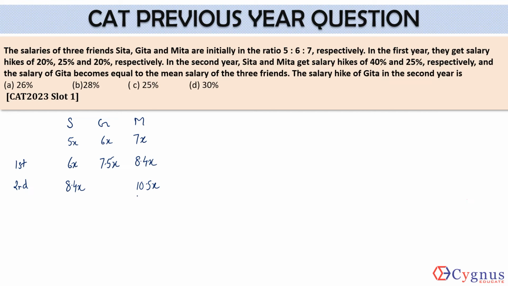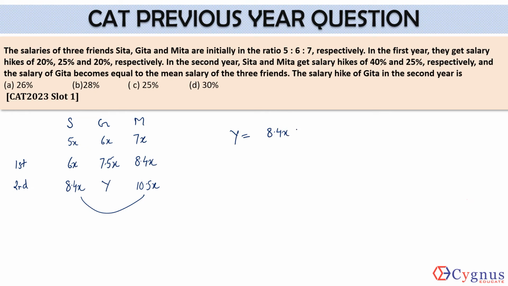What about the third person, Geeta? That's not given. And the salary of Geeta becomes equal to the mean salary of these three friends. Now, one of the persons has got the mean salary of all the three. So in other words, I can say that Geeta's salary must be the mean of these two also. That will also work here. Let's say Geeta's salary will become Y. So what's the value of Y given here? It should be the mean salary of Sita and Meeta.